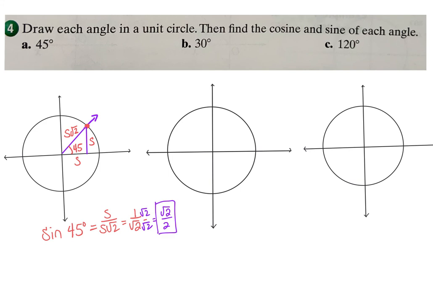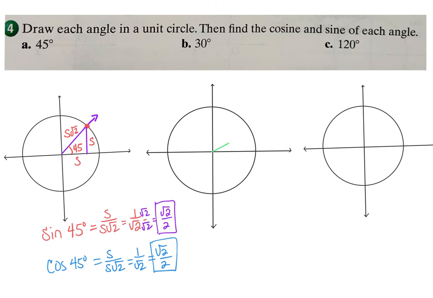All right, cosine. I forgot about that. Cosine of 45 is actually the exact same thing, right? Because your sides are the same length. And you get the exact same thing, and you rationalize it exactly the same way. And you get square root of 2 over 2 for both the sine and the cosine. All right? Let's look at your 30-degree angle.